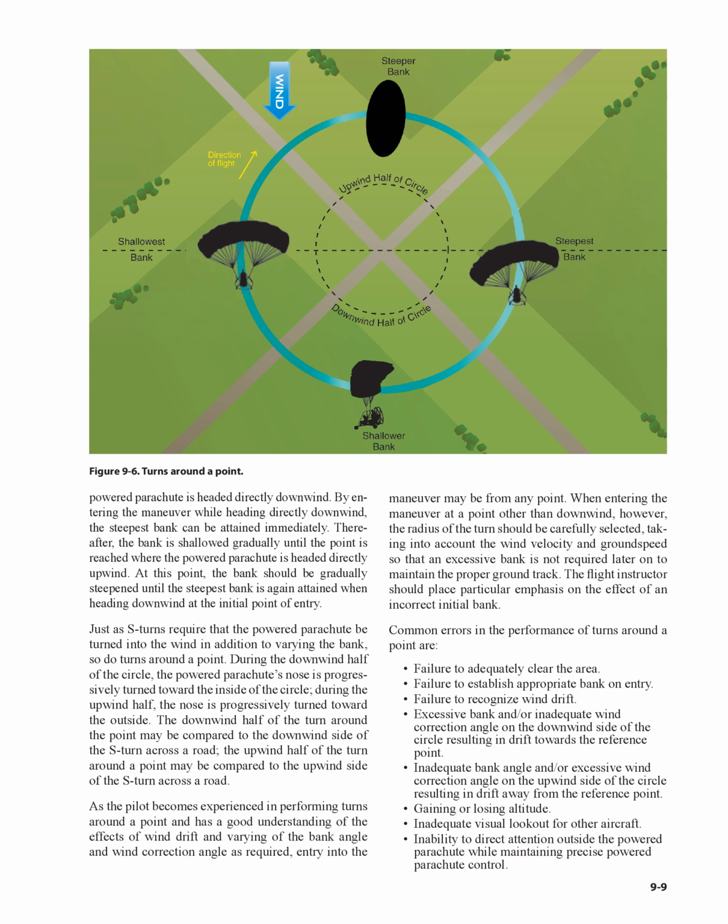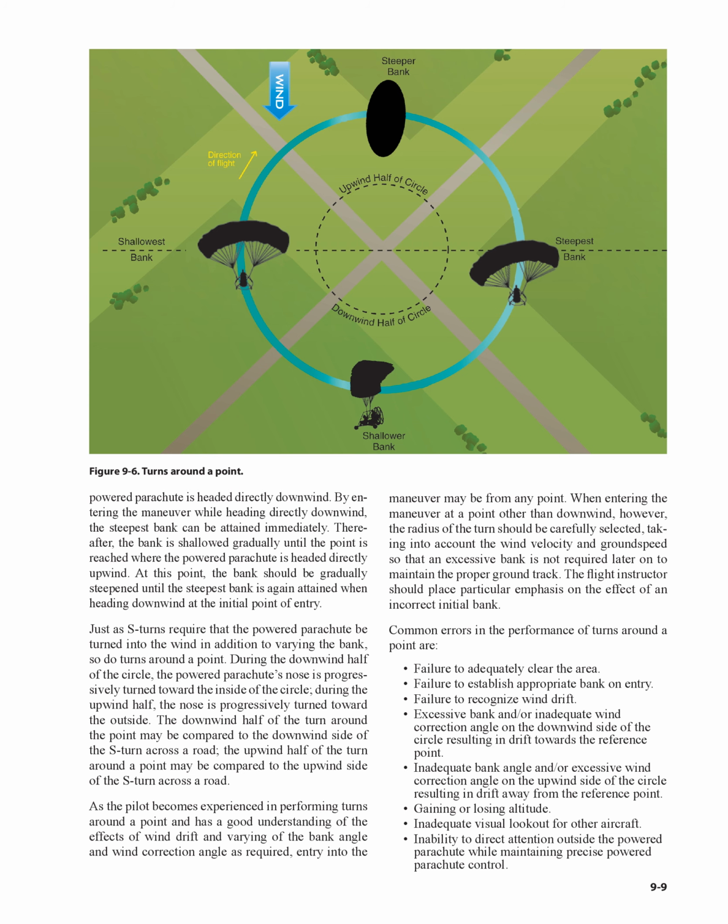As the pilot becomes experienced in performing turns around a point and has a good understanding of the effects of wind drift and varying of the bank angle and wind correction angle as required, entry into the maneuver may be from any point. When entering the maneuver at a point other than downwind, however, the radius of the turn should be carefully selected, taking into account the wind velocity and ground speed so that an excessive bank is not required later on to maintain the proper ground track. The flight instructor should place particular emphasis on the effect of an incorrect initial bank.